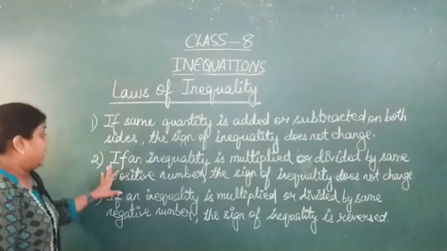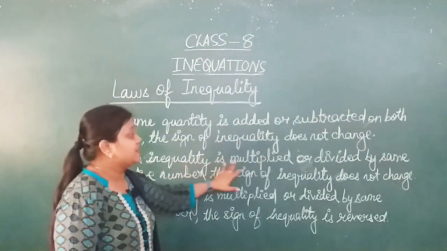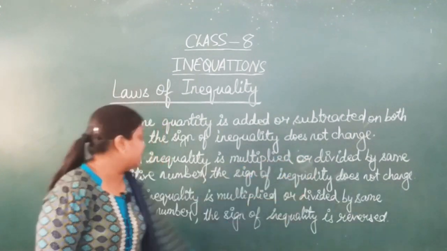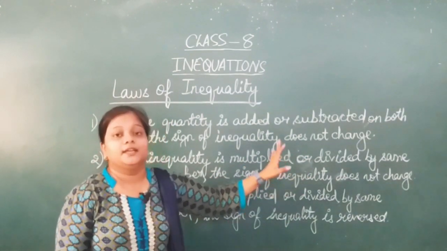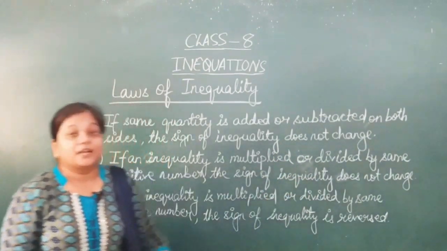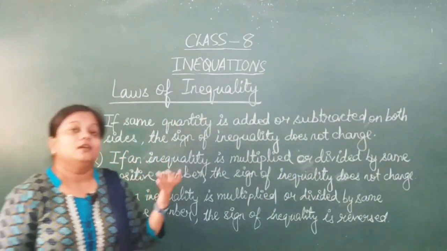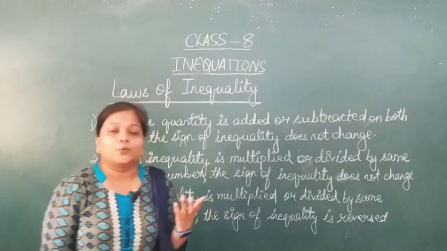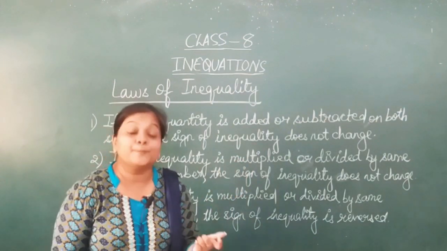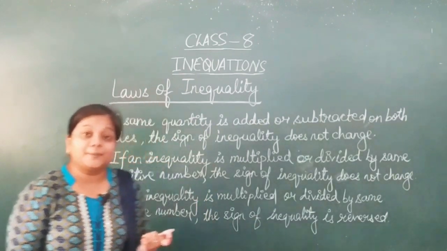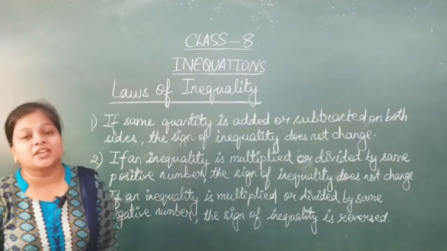नेक्स्ट लॉ इज if an inequality is multiplied or divided by same positive number, the sign of inequality does not change. मतलब अगर किसी नंबर से आप इस इनइक्वालिटी को दोनों तरफ डिवाइड या मल्टीप्लाई कर रहे हो सेम पॉजिटिव नंबर से, तो वहां पर उसका साइन चेंज नहीं होता.